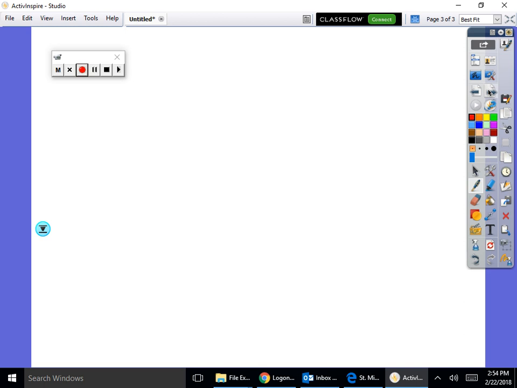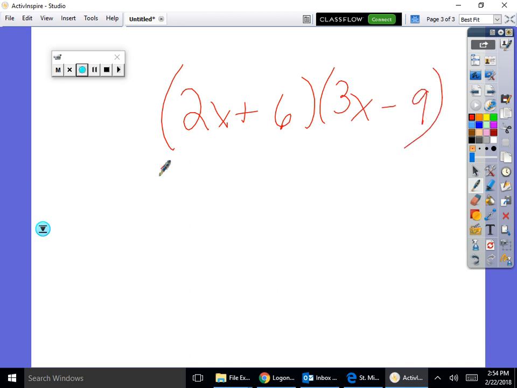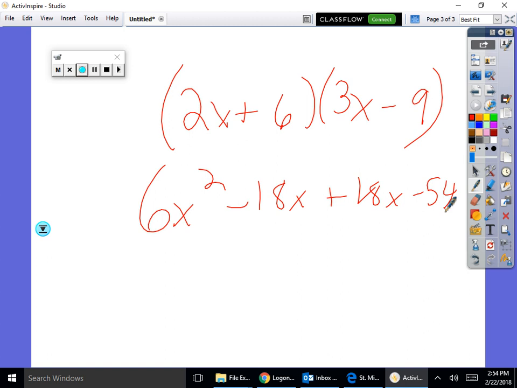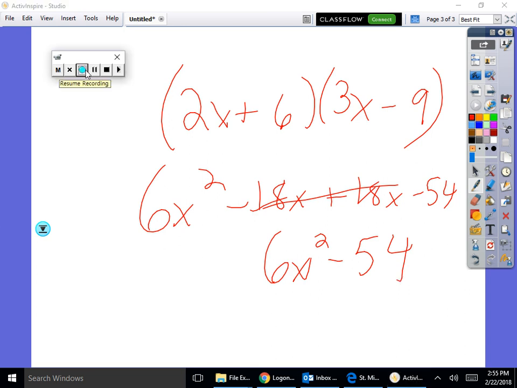All right, number 5. 2x plus 6 times 3x minus 9. I'm just going to go real fast. 6x squared minus 18x plus 18x minus 54. What happens to the 18x's? One's positive, one's negative, and it leaves me with 6x squared minus 54, which is letter B. Yes? Okay, so this is multiplying binomials.